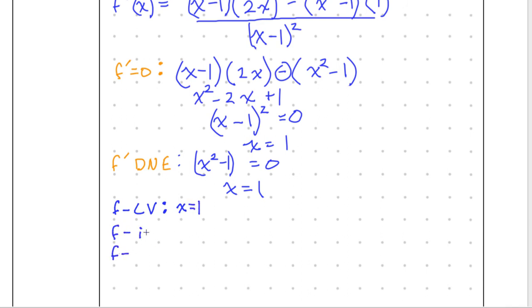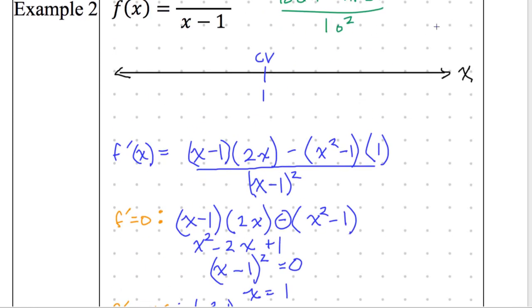All right, next two things that we're going to find are f increasing and f decreasing. How am I going to do that? You plug in test points. What points should I plug in? 2 and 0. Okay, when I plug in 0 on the left-hand side, what do I get? Positive. It's going to be positive because this is going to be negative times a 0. So this whole thing is 0 when I do that.